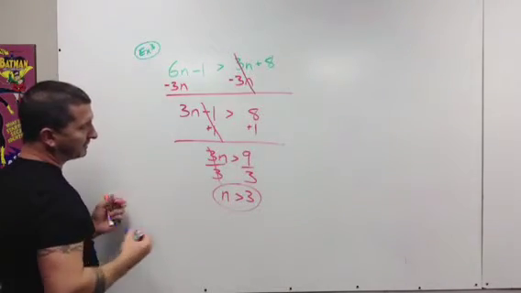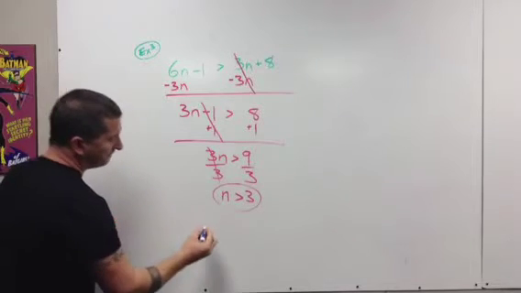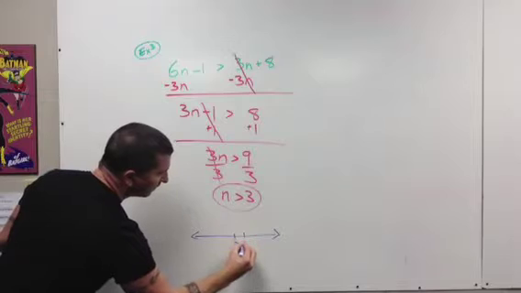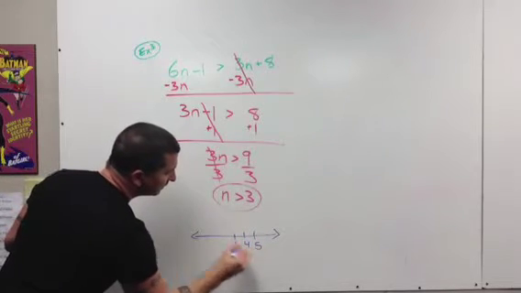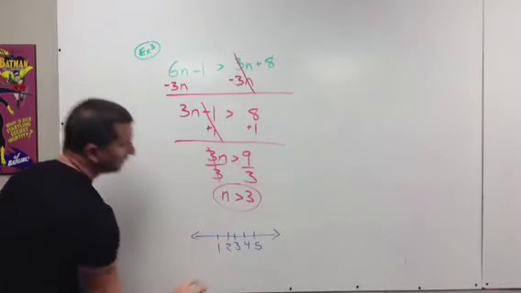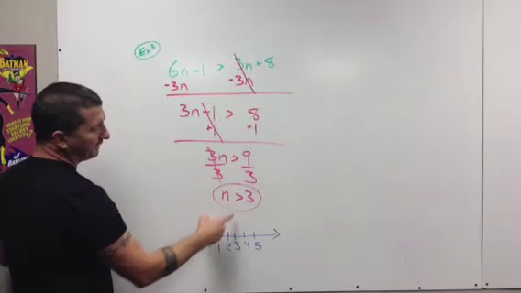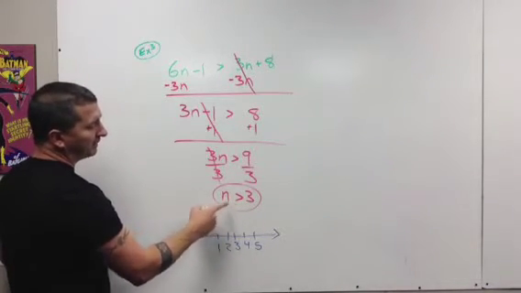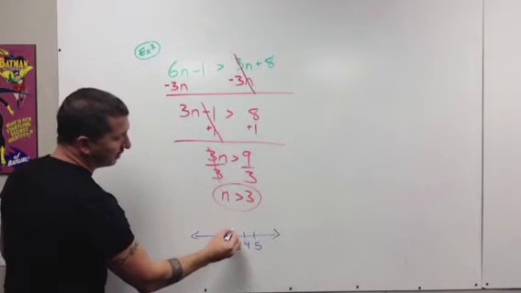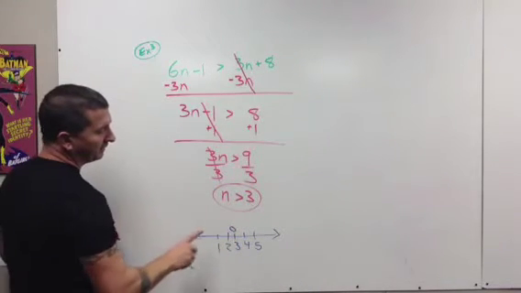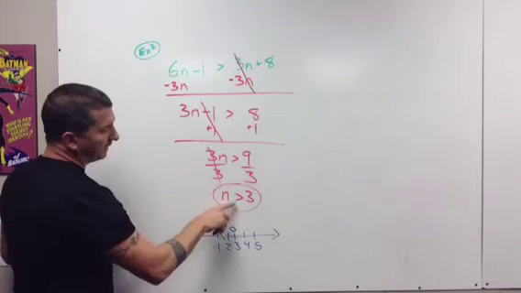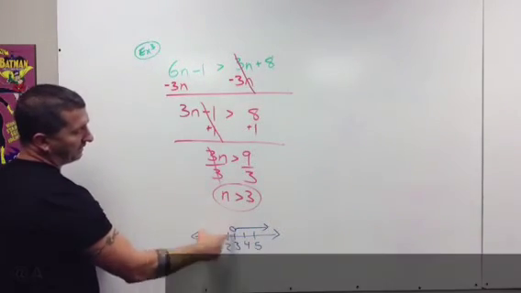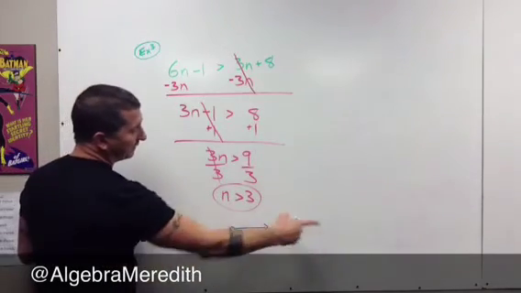Now the graph for this, n is greater than 3. This is going to be an open circle because n cannot be 3, but it can be every number greater than 3. So an open circle means it's not 3, but the greater than 3 is going to go to the right. So we have n being not 3, but everything greater than 3.